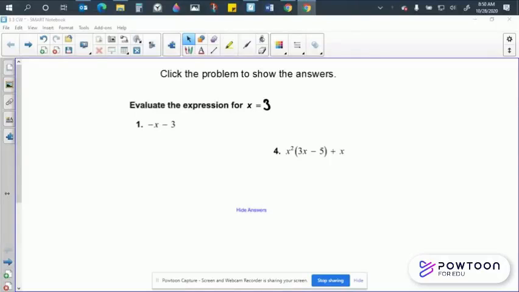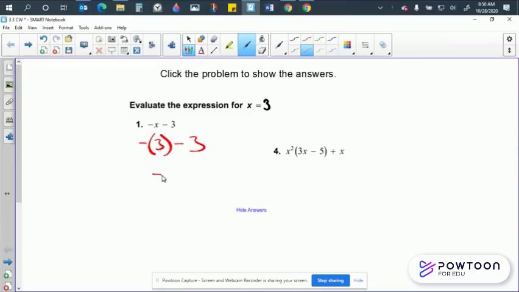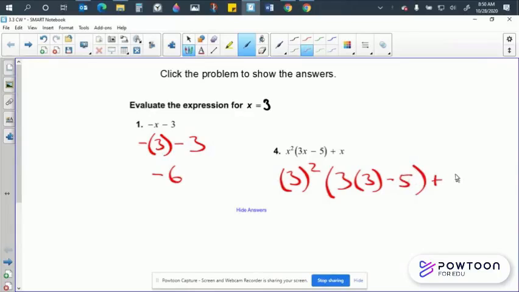For x equals 3. This would be negative 3. Okay, whenever you substitute a number in for a variable, you should always put that number inside of parentheses.